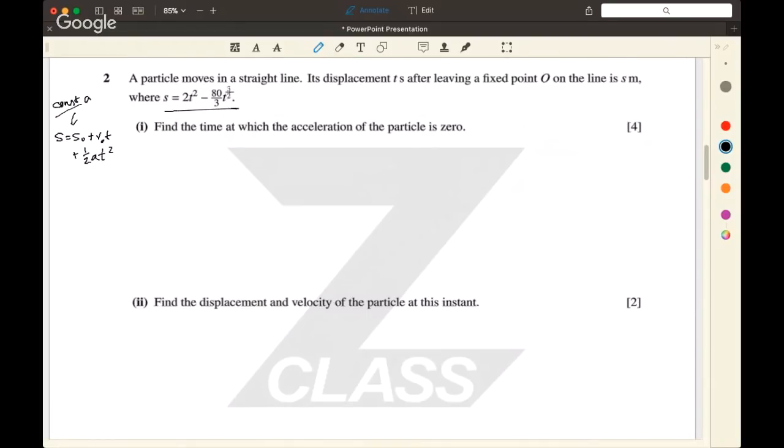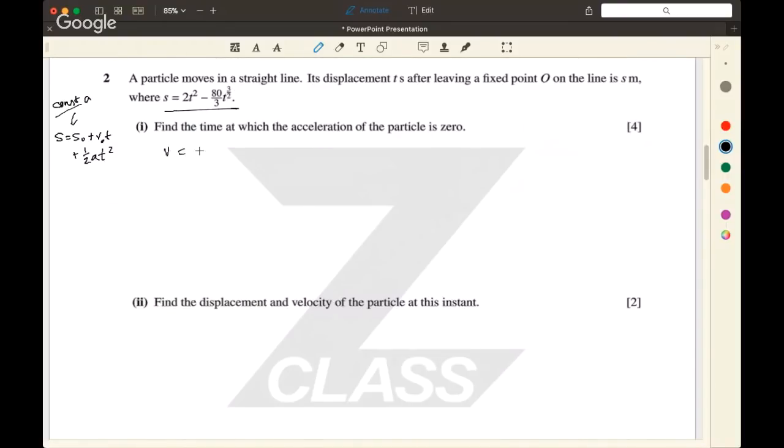It's got a t squared term there, but it's also got this extra bit that depends on t to the 3/2. So that means the acceleration is not constant. So they want us to find the time at which the acceleration of the particle is 0. Well, we just use differentiation, right?